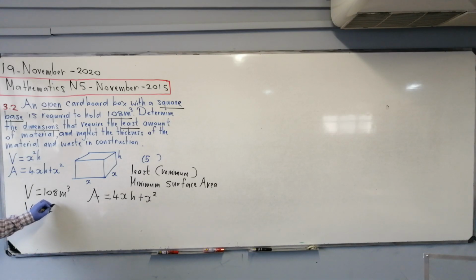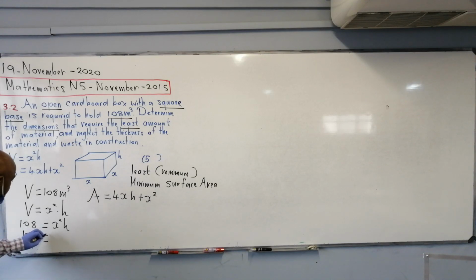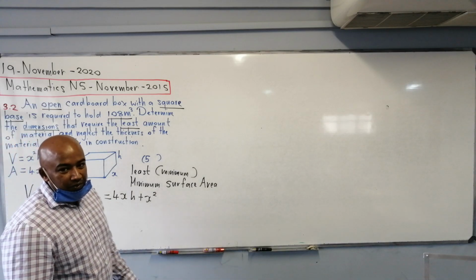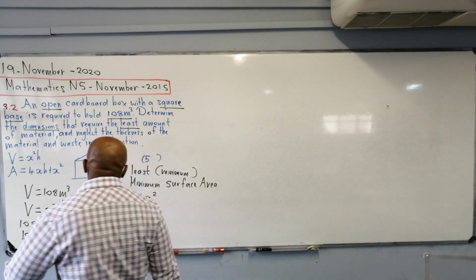Volume is equal to x squared times h, area of base times perpendicular height. What is the value of v, which we were given? 108 is equal to x squared h, and now I can make the height subject of the formula. So it's going to be 108 divided by x squared is equal to h. Okay, now what do we do? Substitute into the surface area formula.